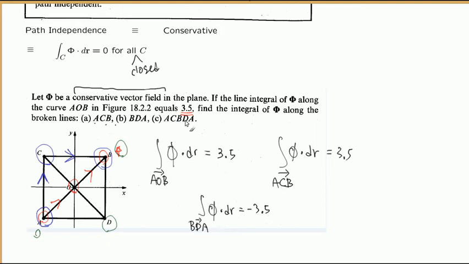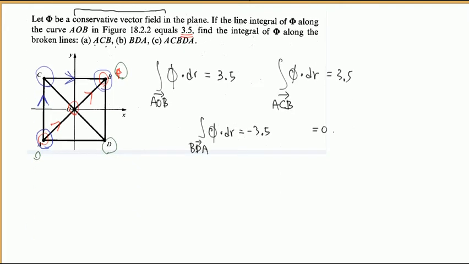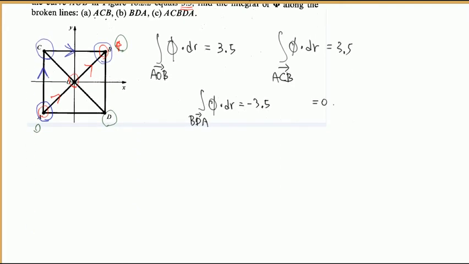How about ACBDA? ACBDA. This is going to be 0. That's right. All right? Piece of cake? That was just about the notion.